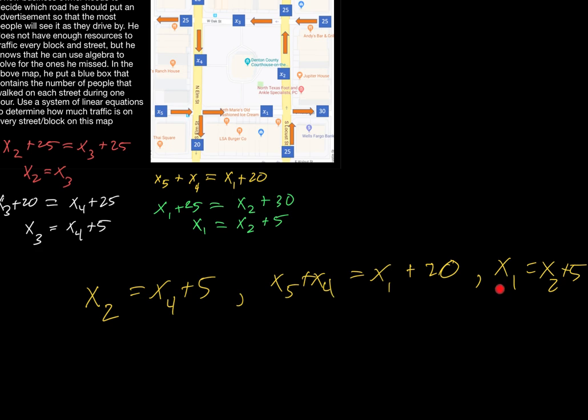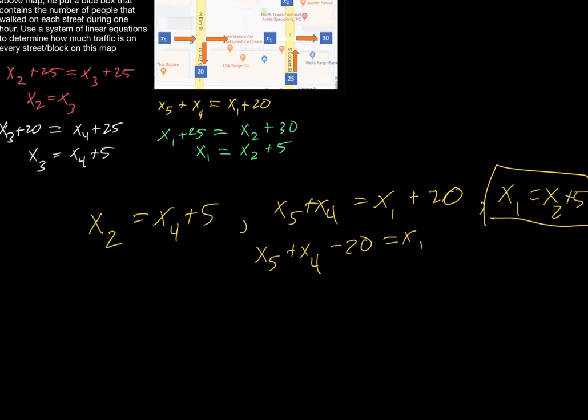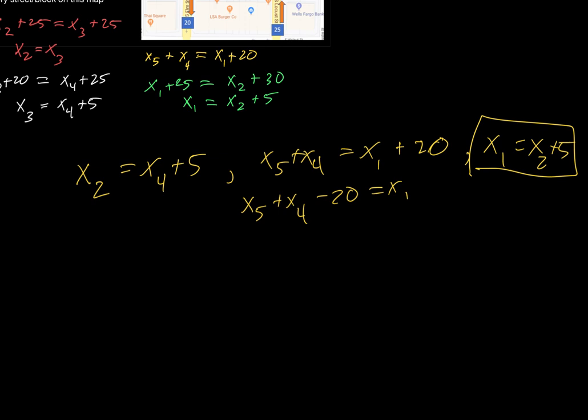It's possible that you worked this out quite quickly. I could take this here, that x1 equals this. What does this x1 equal? Well, if I subtract 20, I would have x5 plus x4 minus 20. That equals x1. Over here I have x1 equals this. Those two equations would have to be equal to each other. If they both equal x1, that means they equal each other.